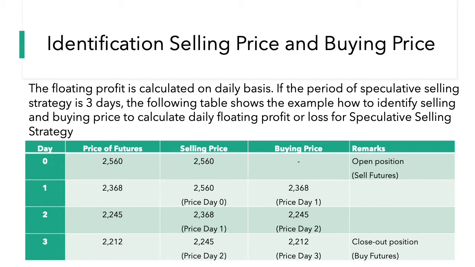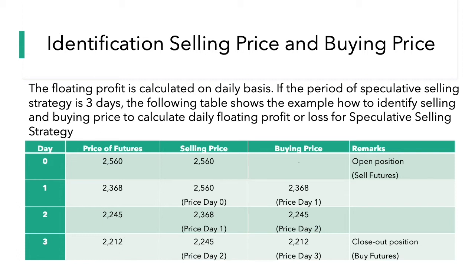So to calculate daily floating profit and loss, you must identify what is your selling price and buying price. So the floating profit is calculated on a daily basis. If the period of speculative selling strategy is 3 days, the following table shows an example of how to identify selling price and buying price to calculate daily floating profit or loss for speculative selling. Let's say you have price from day 0 until day 3, if you refer to this table. So you open position in day 0, price at 2560.